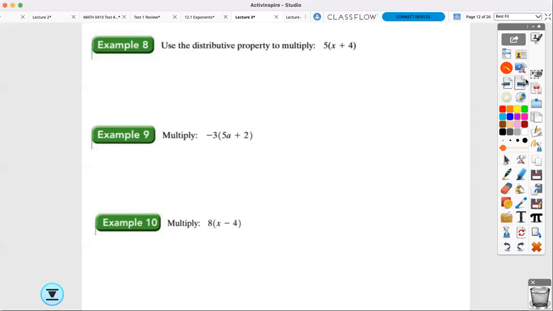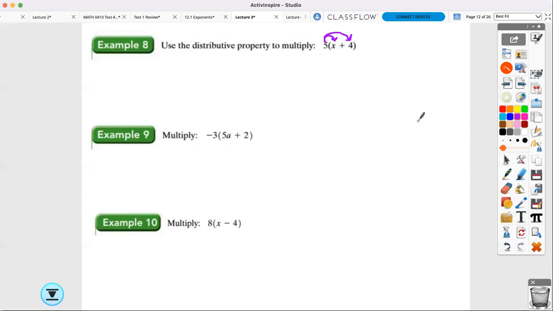All right, let's take a look at example 8, class. So we're gonna use the distributive property, right? So the way you show distribution, class, is I urge you to draw an arrow from the number or value outside the parentheses, draw an arrow from the 5 to the x, and then draw an arrow from the 5 to the 4. Why?